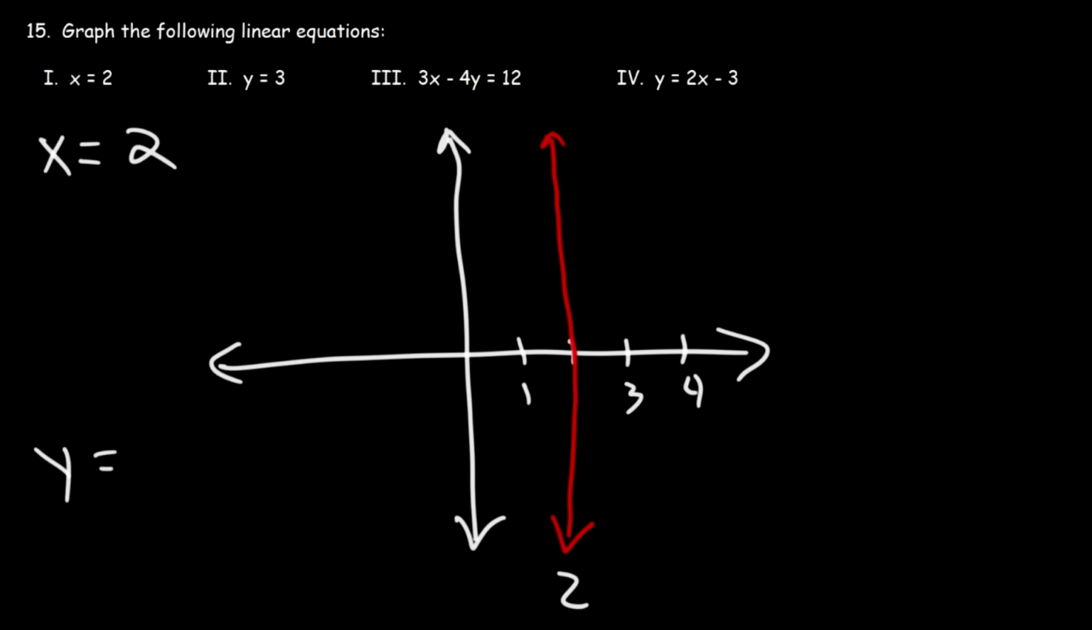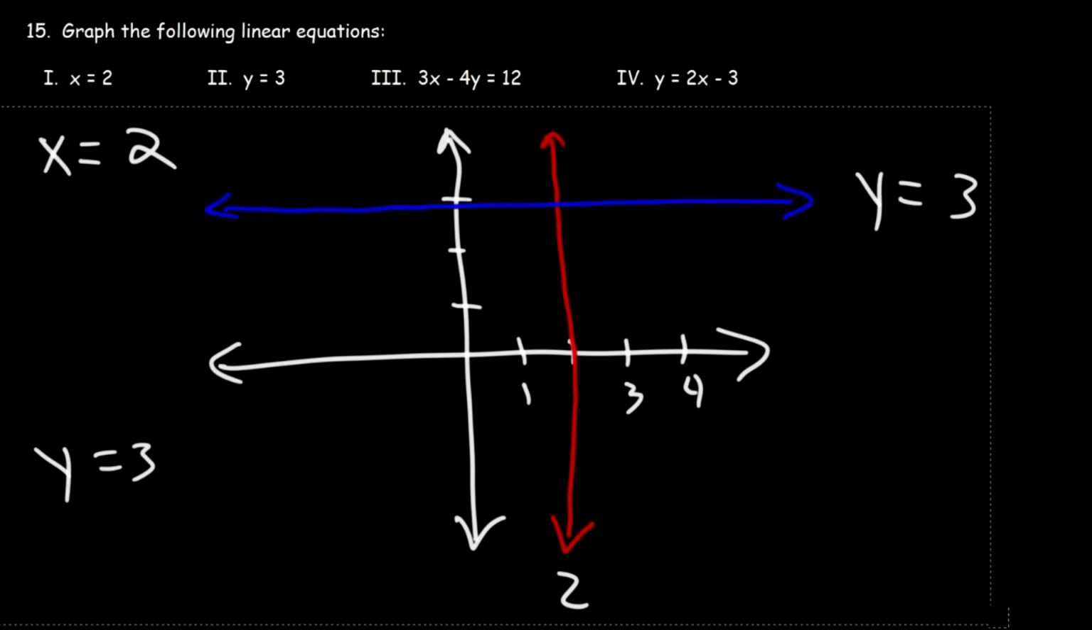Now let's go ahead and move on to number 2. Let's graph y is equal to 3. So instead of graphing a vertical line, we are going to graph a horizontal line at 3. So this is the graph y equals 3, represented in blue.